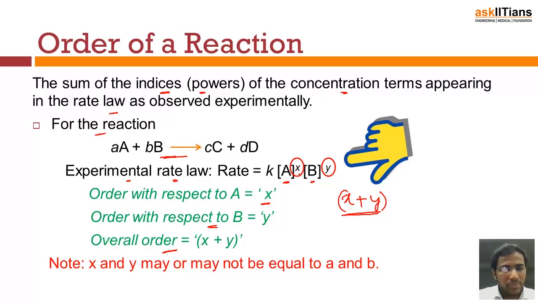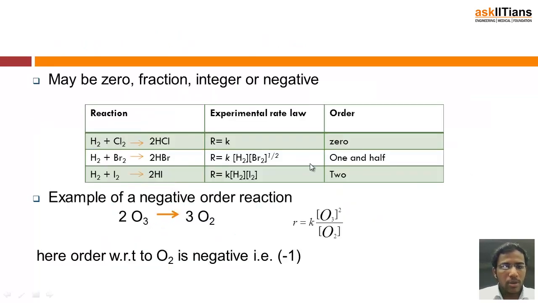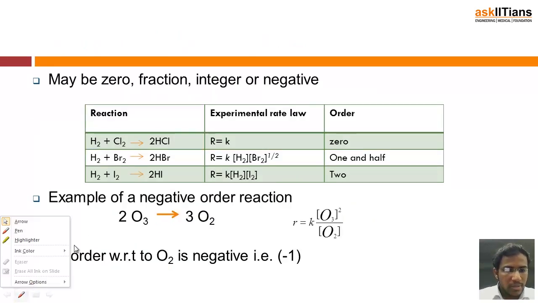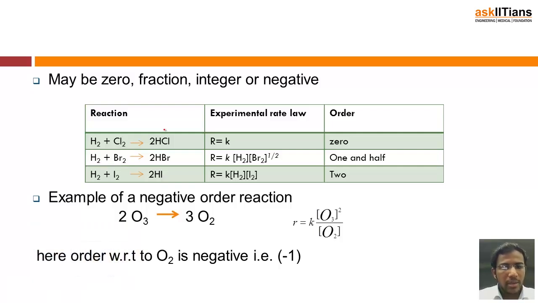So this is order of a reaction. Once you know the rate law expression, from it you can calculate the order of a reaction. And I already discussed that the X and Y may or may not be equal to A and B, which are stoichiometric coefficients. Let's discuss more about this order. The order of a chemical reaction may be 0, it may be a fraction, it may be an integer, and in some cases it can be negative also. Let's see some of the reactions in which order is 0, fraction and integer.